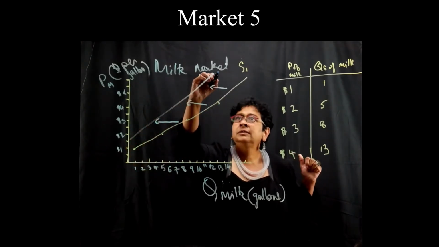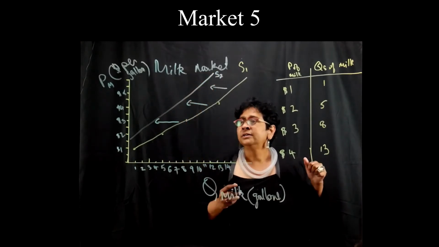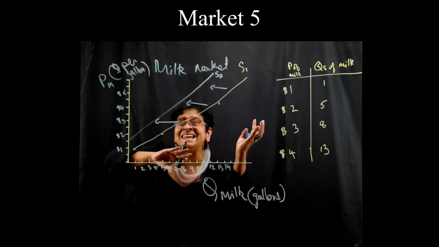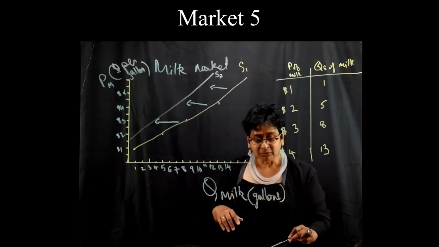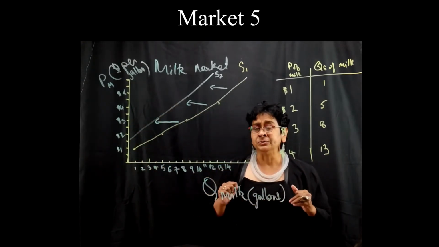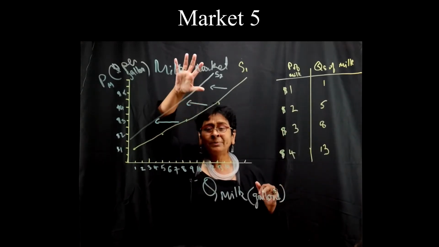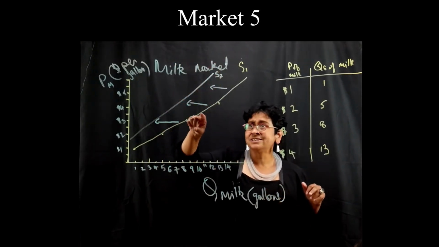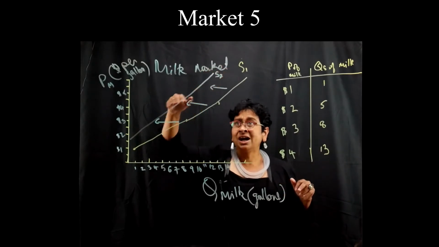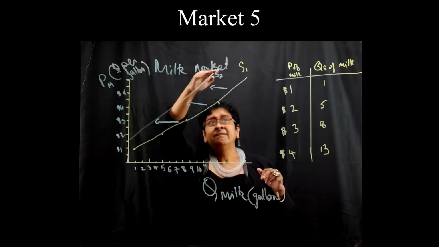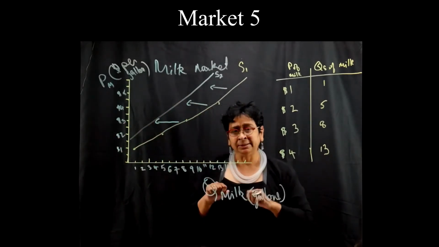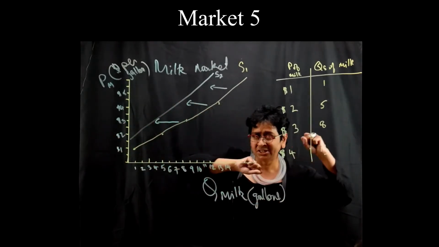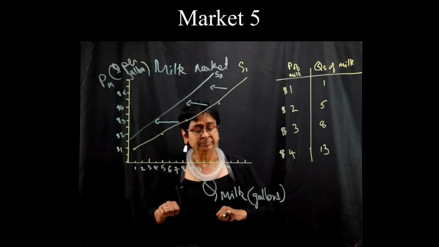That is an inward or leftward shift of the curve. If you think of up and down, you'll get confused because you'll think this is going up, but it's not. This is not an increase. This S2 is not higher, it's not above, it's not more. This is actually a reduction in supply. So think of it as a leftward shift, an inward shift.